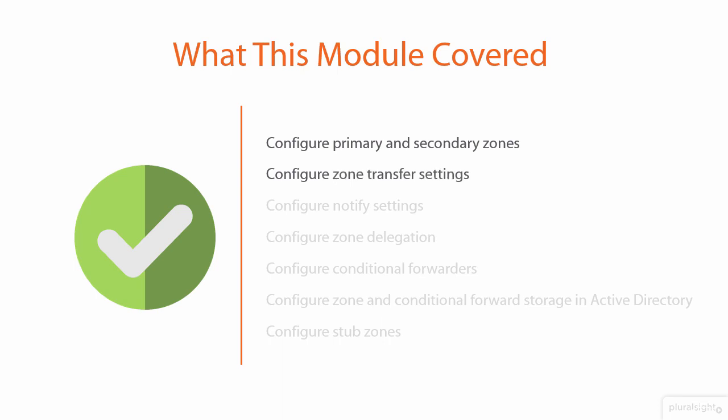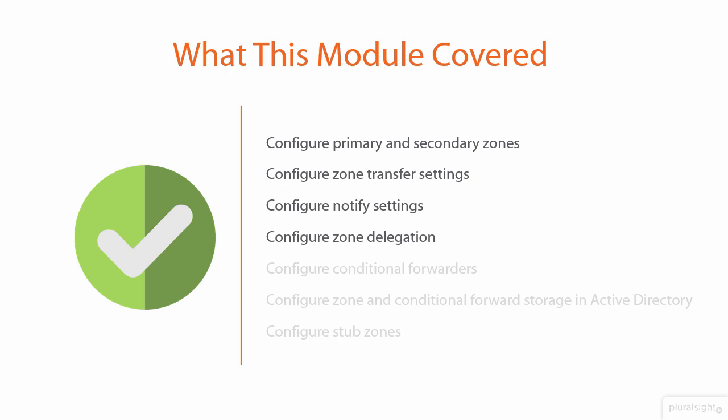We talked about those zone transfer settings and how this is a way that we can set permissions on which machines should be able to receive the entire contents of a zone. We configured notify settings, which are a part of zone transfer settings, to ensure that our secondaries get the most appropriate updates and don't end up with orphaned content.